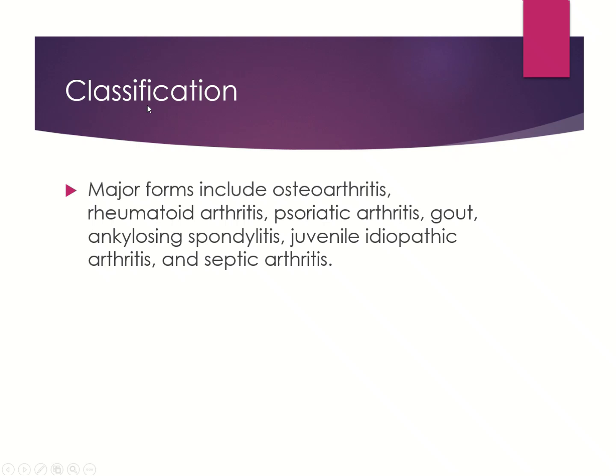Now, classification. Major forms include osteoarthritis, rheumatoid arthritis, psoriatic arthritis, gout, ankylosing spondylitis, juvenile idiopathic arthritis, and septic arthritis. These are the major forms of arthritis. Osteoarthritis mainly happens in the bones of the patient. If there is any defect and arthritis happens in the bones, it is called osteoarthritis.